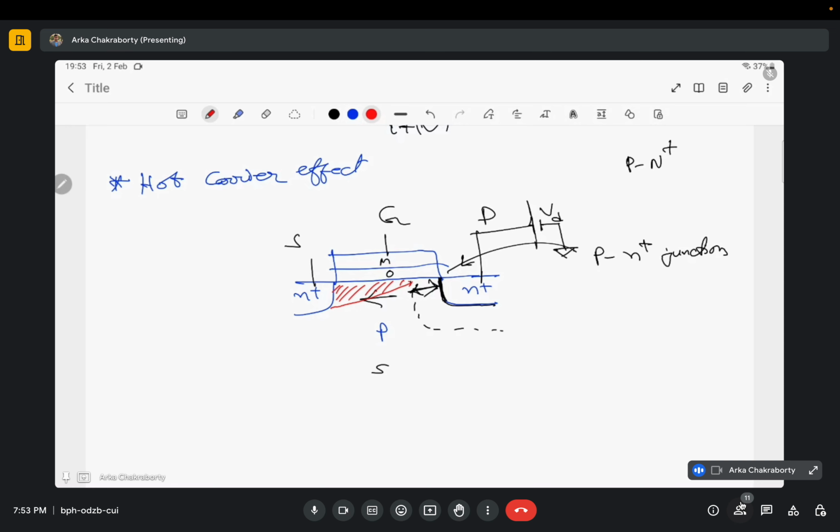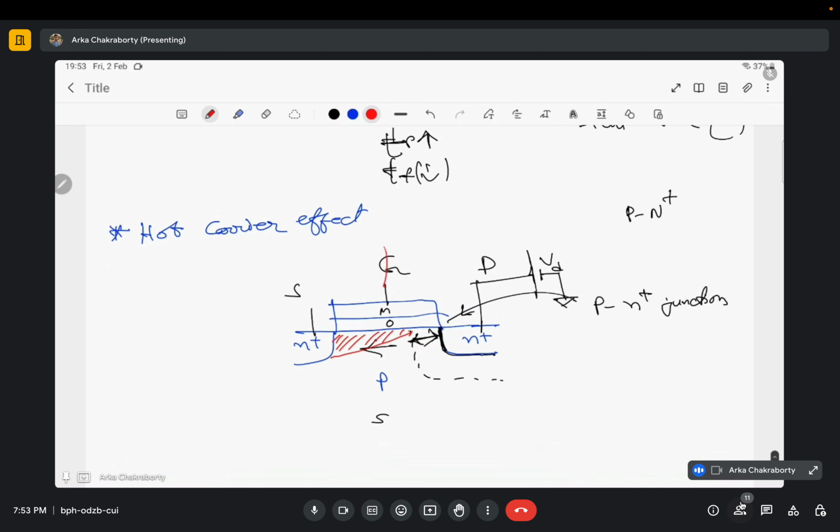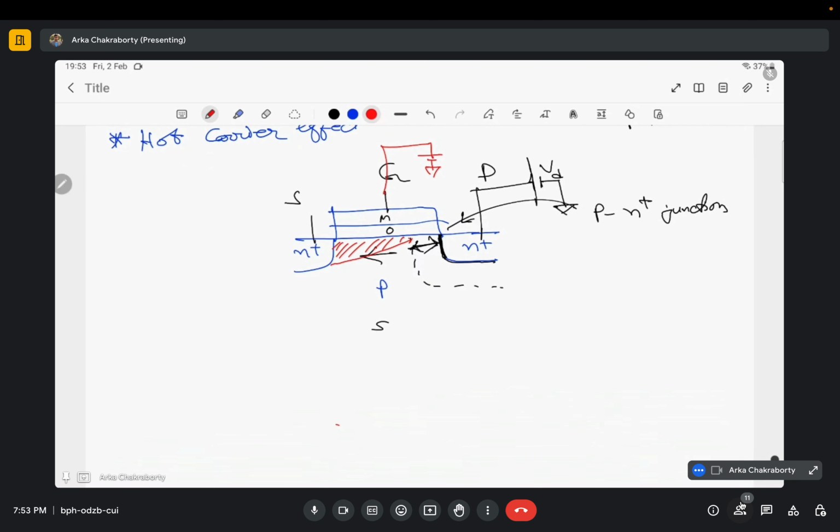Okay, when VDS is increased more than VGS, and I also apply a gate voltage here to invert this channel, I have a lateral electric field and a vertical electric field. The vertical electric field is in this direction, so electrons are attracted towards the gate. So what happens in this region of operation?